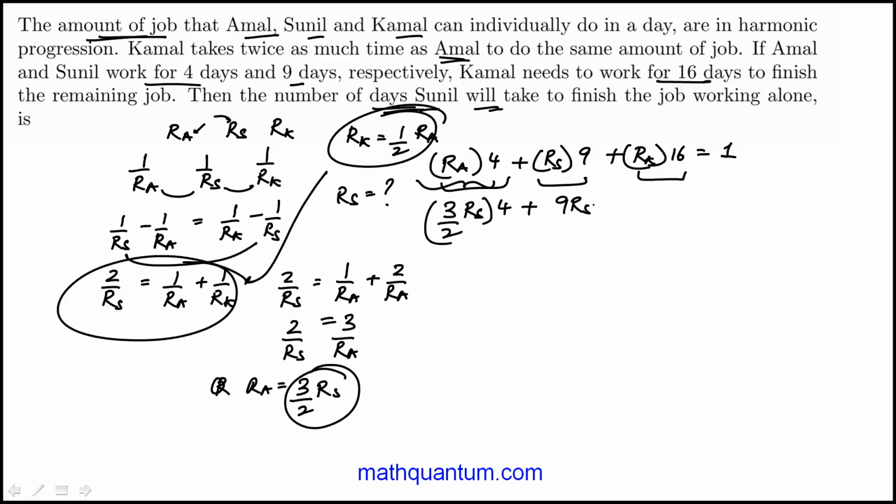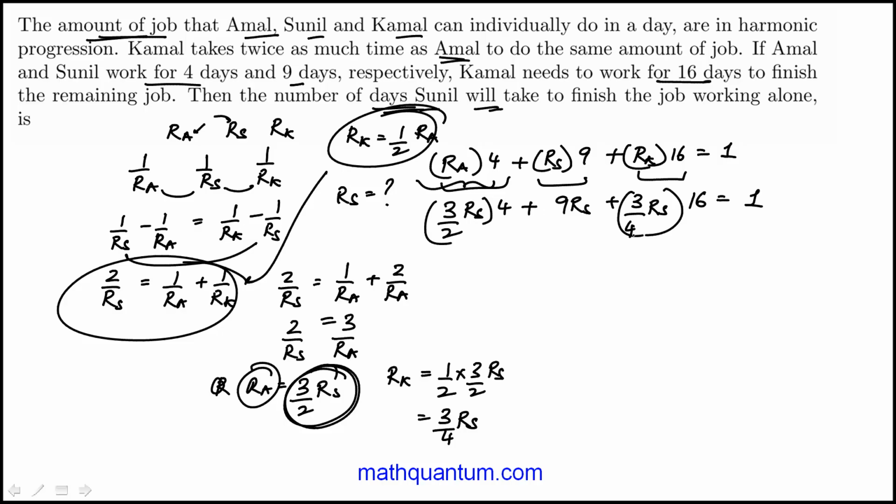This one is the same, and then I finally need R sub K, which is half of RA. So it's just half of this. So it becomes 3/4 R sub S. I'll put that here as well, times 16. And then we can simplify this. This will become 12 RS, 9 RS. And then here 2 goes. So that becomes 6 R sub S equal to 1. If we add those up, 27 RS is 1.